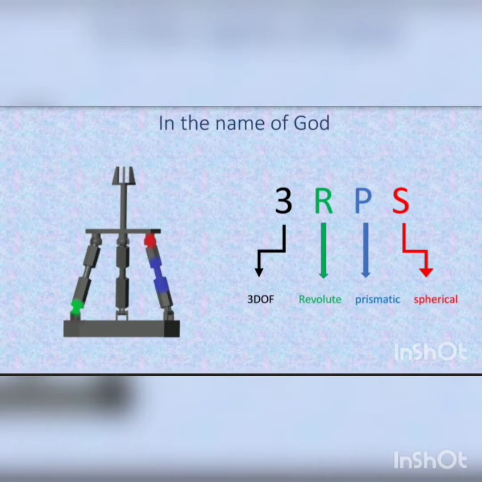The mechanism that we are going to talk about in this video is the simulation of the 3PRS robot using the Simscape modeling environment in MATLAB. As we may understand from its name, it has 3 degrees of freedom and 3 joints: revolute, prismatic, and spherical, which are tools of both rotational and translational motion.